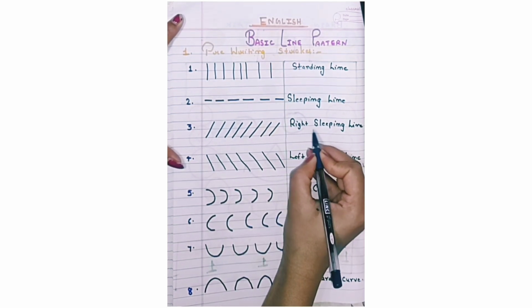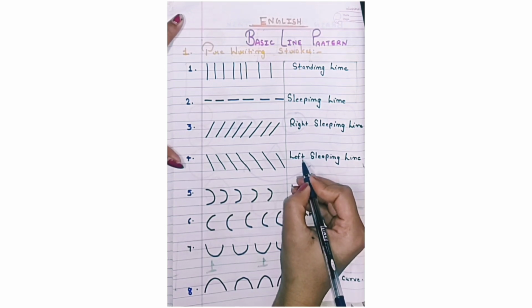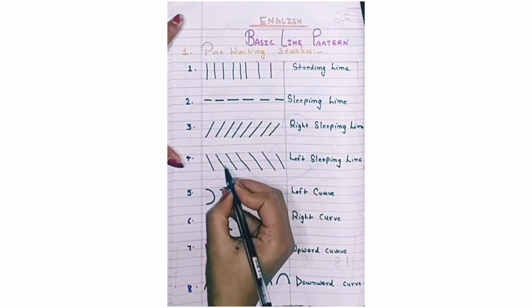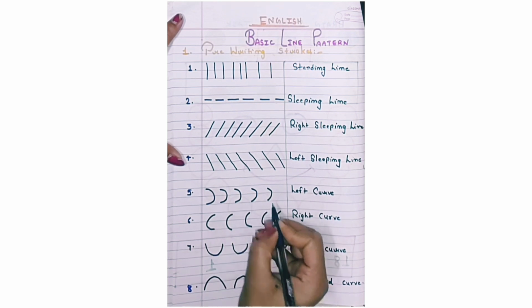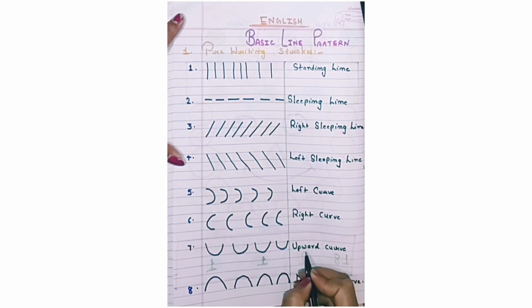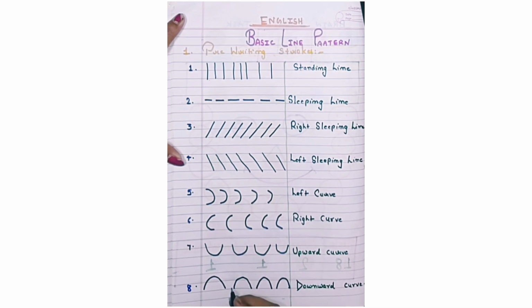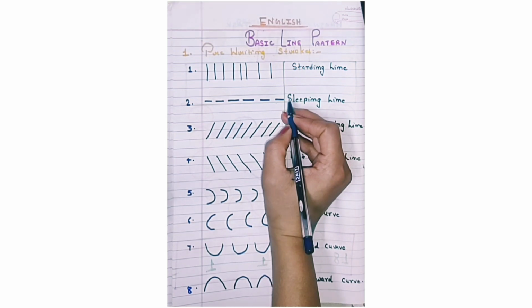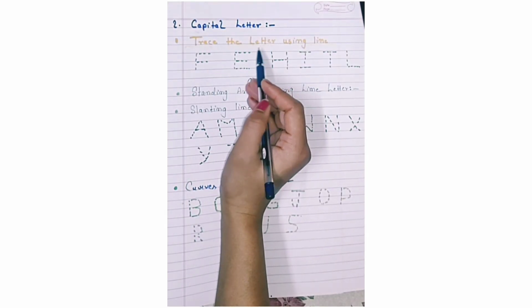See here, right sleeping line, these are right sleeping line, left sleeping line, these are left sleeping line, left curve, these are left curve, right curve, these are right curve, upward curve, these are upward curve, downward curve, these are downward curve. Let's see with example. These are example of pre-writing stroke.